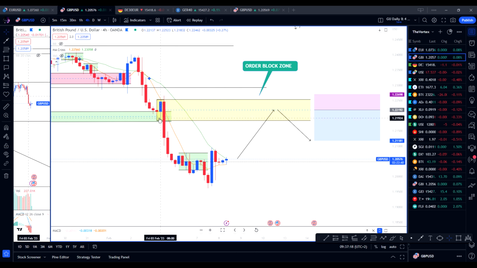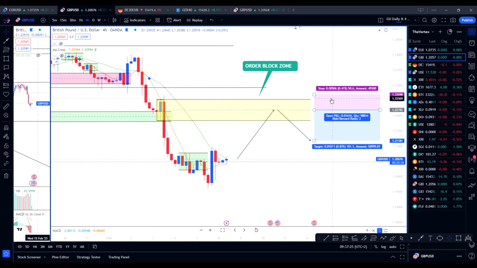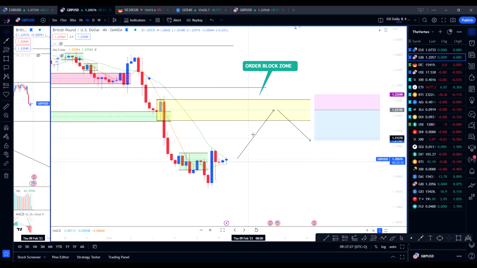Now that we have broken through, that little blue candle is our order block, and we have extended out the zone from the bottommost wick of the order block candle to the topmost wick of the order block candle, extended it outwards. This is our zone. We are waiting for price to retrace back into this zone, right? I have a pending order set, and I've created an alert as soon as price pierces through the very bottom of this order block zone.